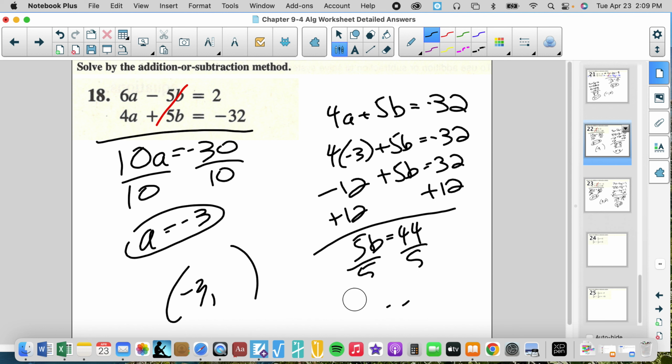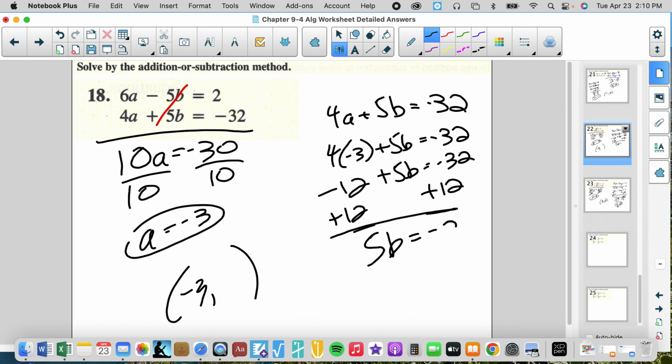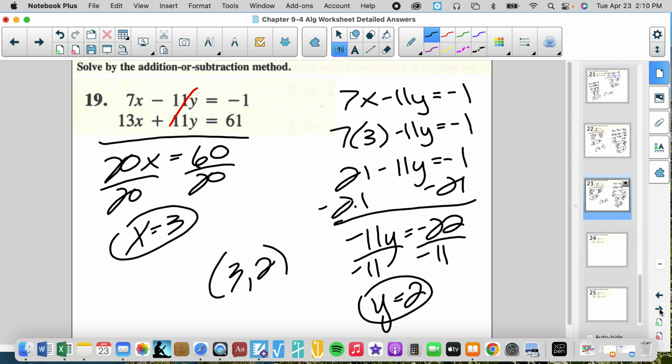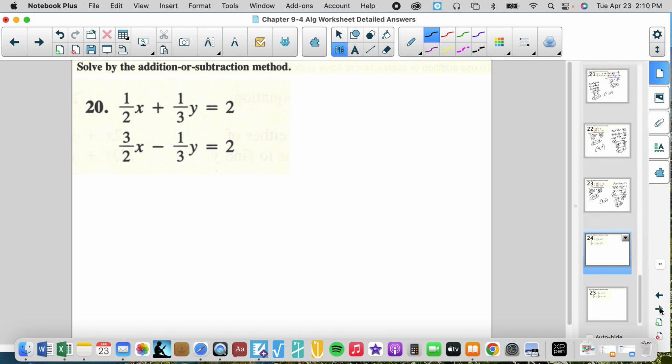I knew it. I felt it. I forgot to write negative 32 there. Negative 32, 5b equals negative 20. Divide by 5, b equals negative 4. I was just like, you can't go from fraction to whole, so I caught it. I felt it. And if you do enough of these, you feel in your bones like you've made a bit of a mistake.